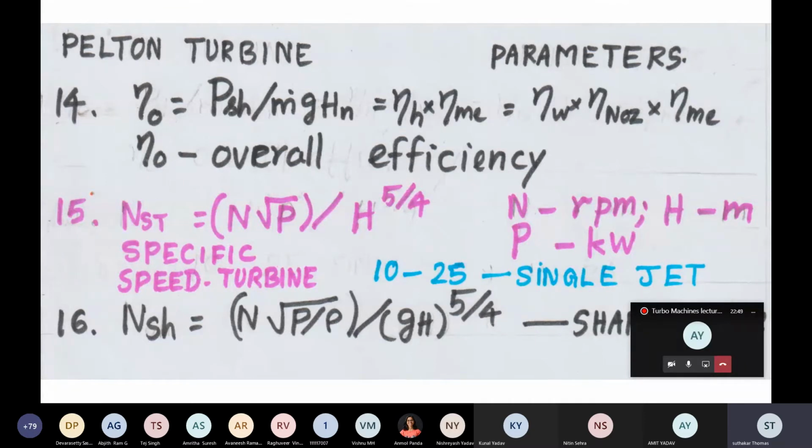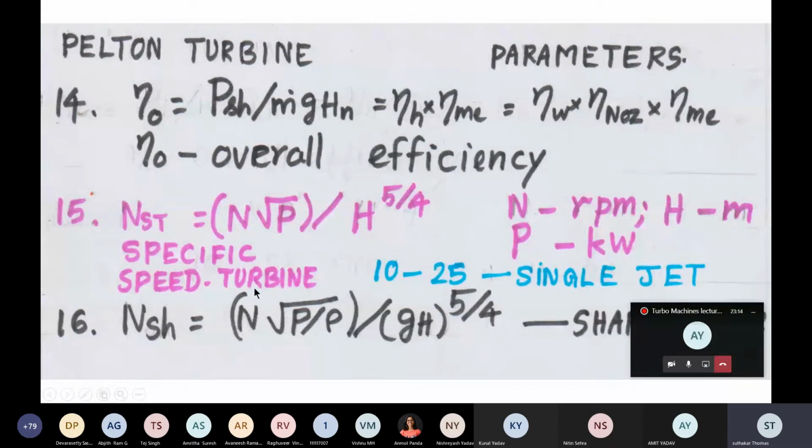Coherent system. That means if I calculate shape number here, n has to be revolutions per second, or radians per second. P has to be in watts. Rho has to be in kg per meter cube. G should be meter per second squared. H should be in meters. Then you have the values.